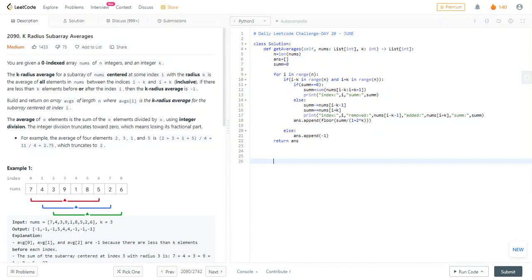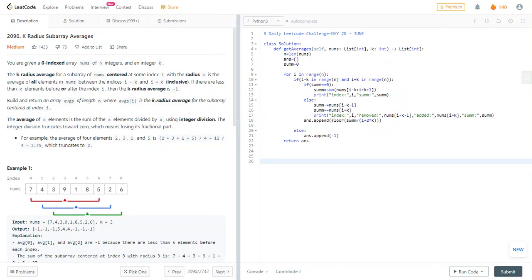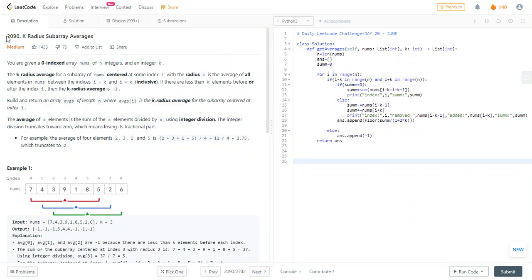Today we are at day 20 of the June daily Leetcode challenge, and we again have a medium level question in front of us. Let us see what the question is. Okay, it's question 2090. K radius subarray averages.